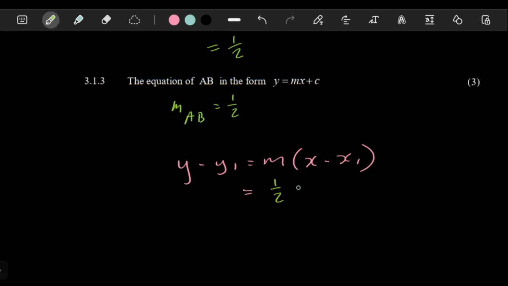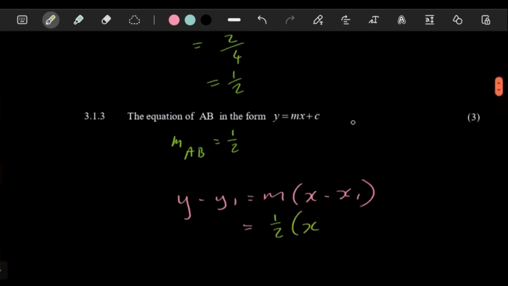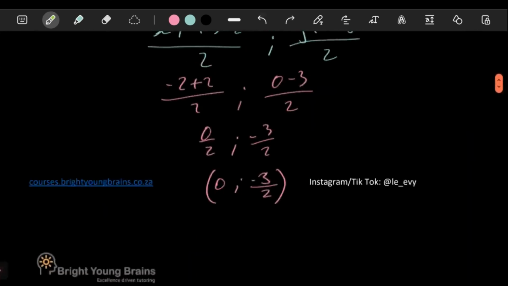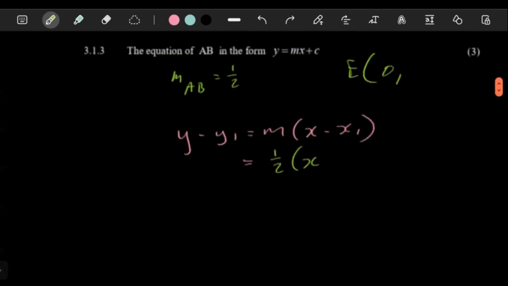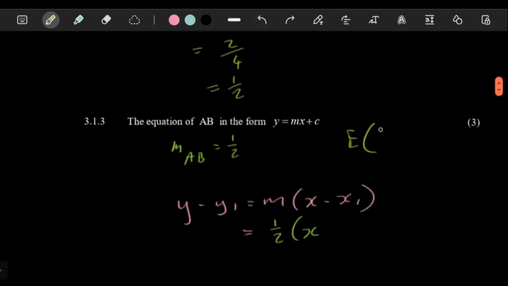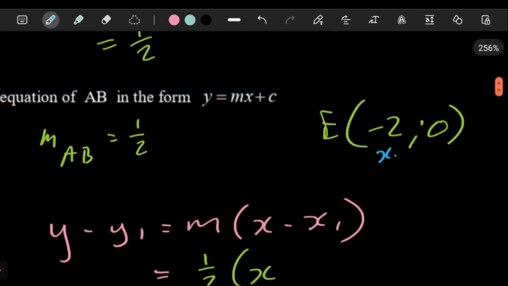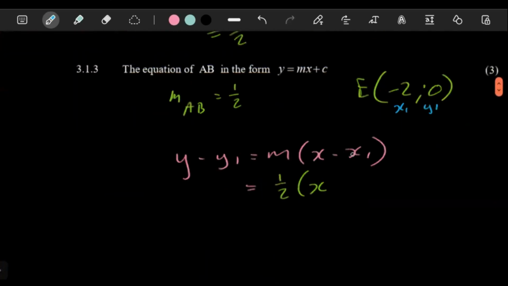This equation here is very useful because it will get you the equation of your straight line. Gradient is a half. The coordinate we can sub in here is E. I made a mistake. It's not 0 and negative 2, it's negative 2 and 0. Then you're going to have your x1, y1. So when you see x1 here, you're going to put negative 2, and minus negative 2 will be a plus 2.